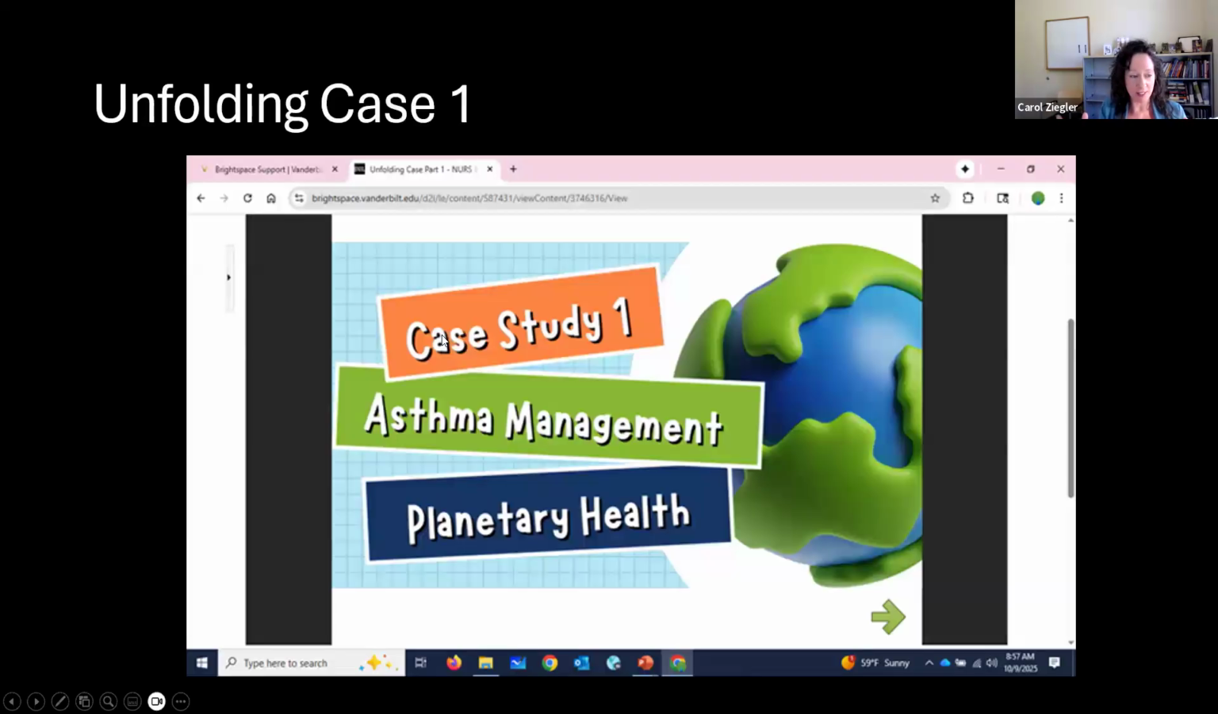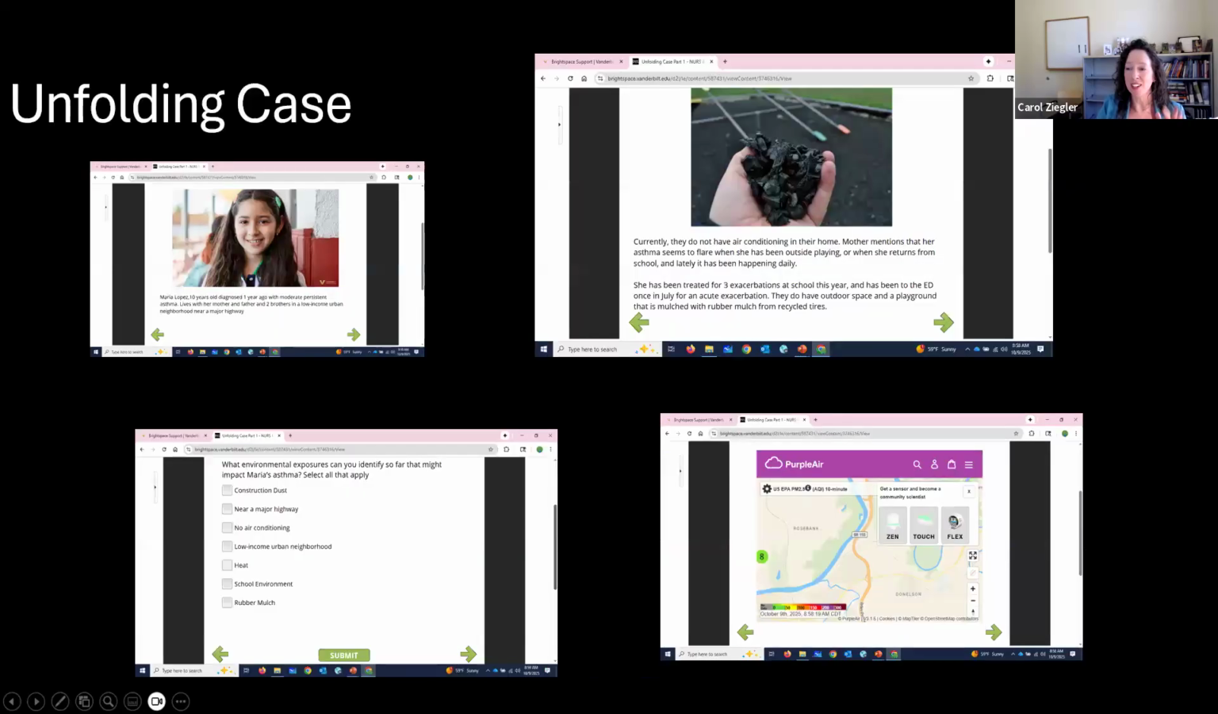And then after they have that discussion, the next assignment they have is to move into this online case, right? So they did those in groups. And this is a screenshot of where it starts. The first case is looking at asthma management and planetary health. And I hope you can see these screenshots. It takes the daughter and talks about how she has moderate persistent asthma. She lives with her mom and dad in a two-bedroom home. And then it talks about how she's exposed to tire mulch on the playground. There's a series of questions like what exposures can you identify that impact her asthma? They can select all that apply.